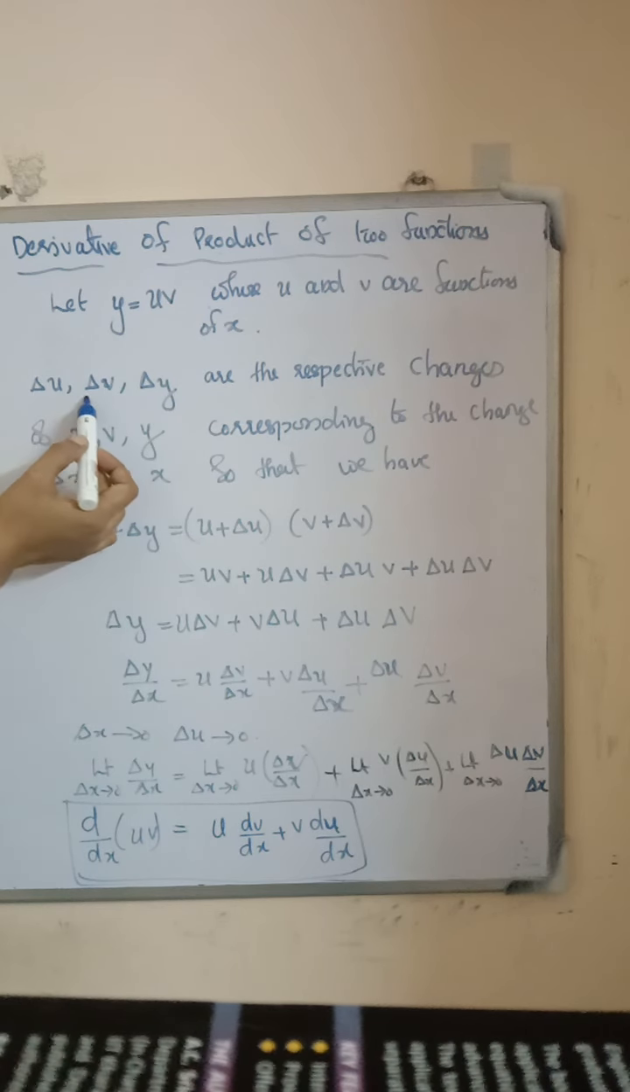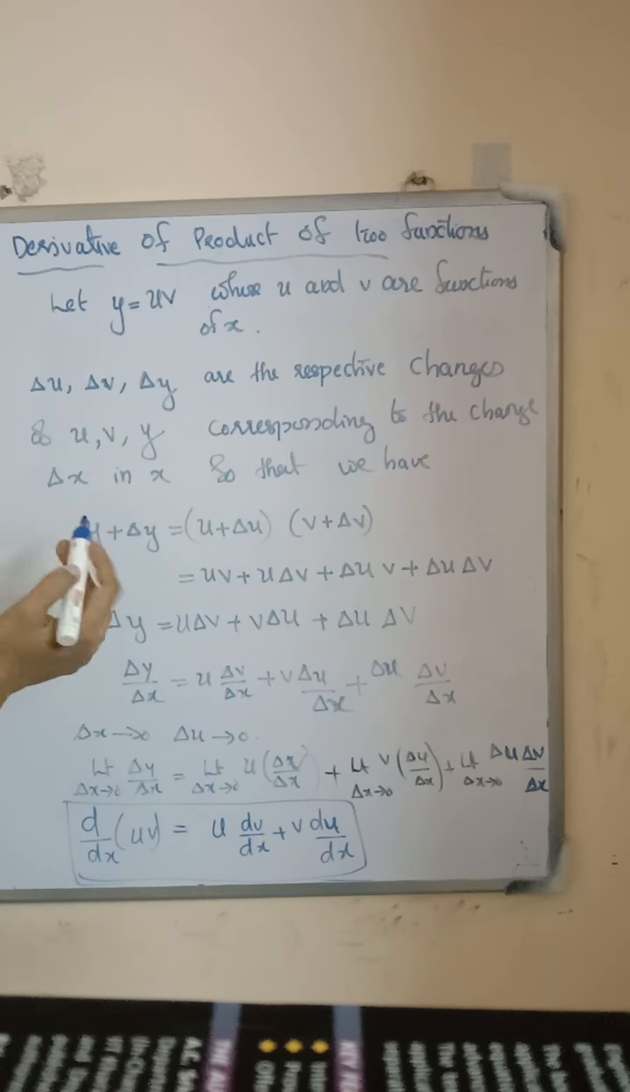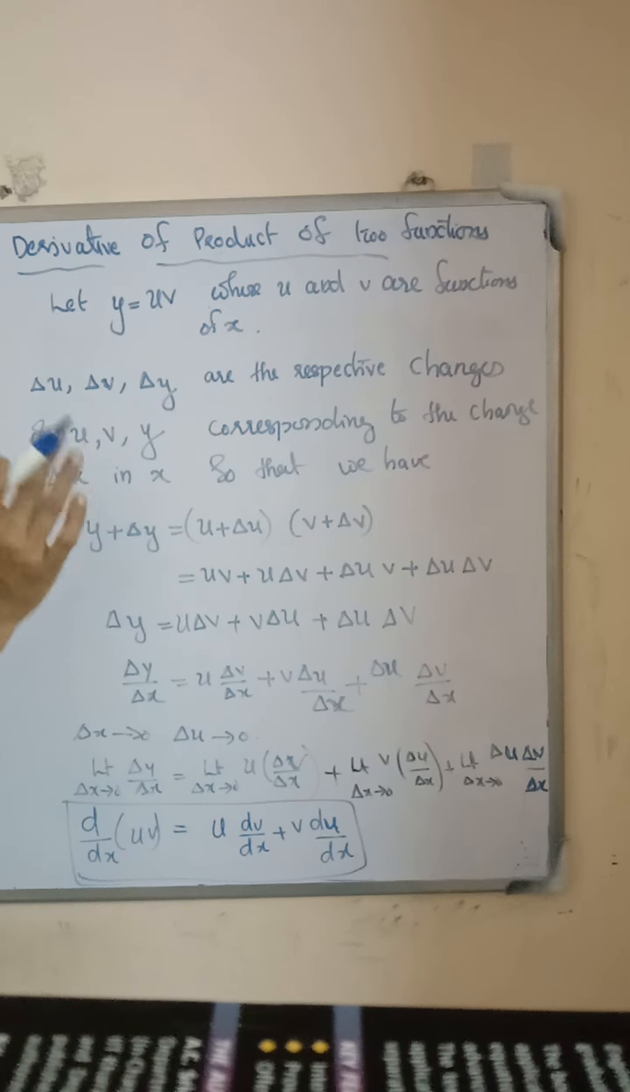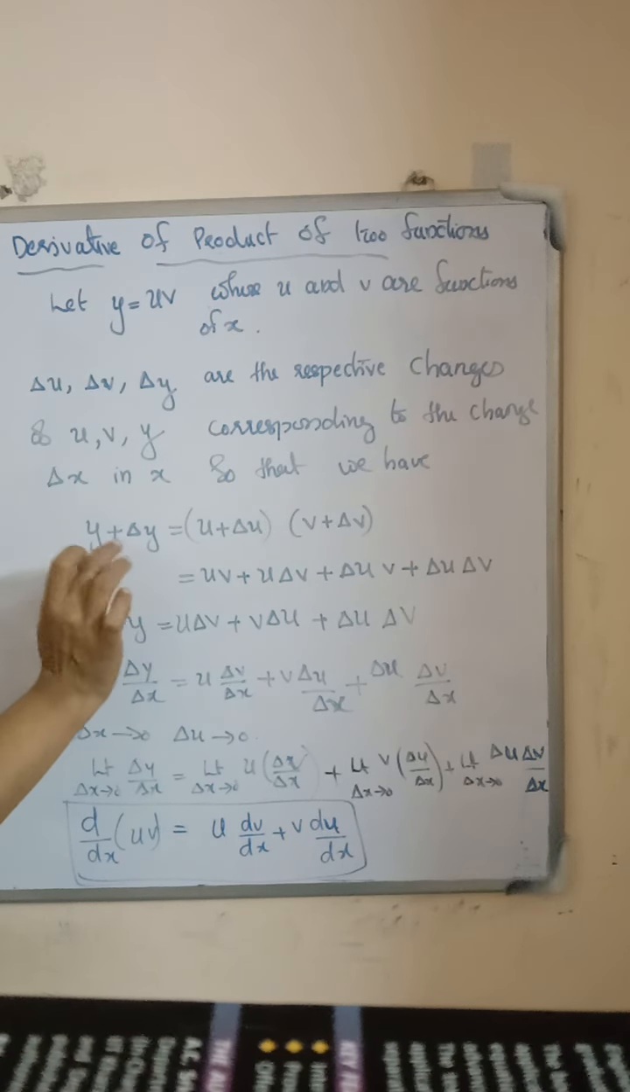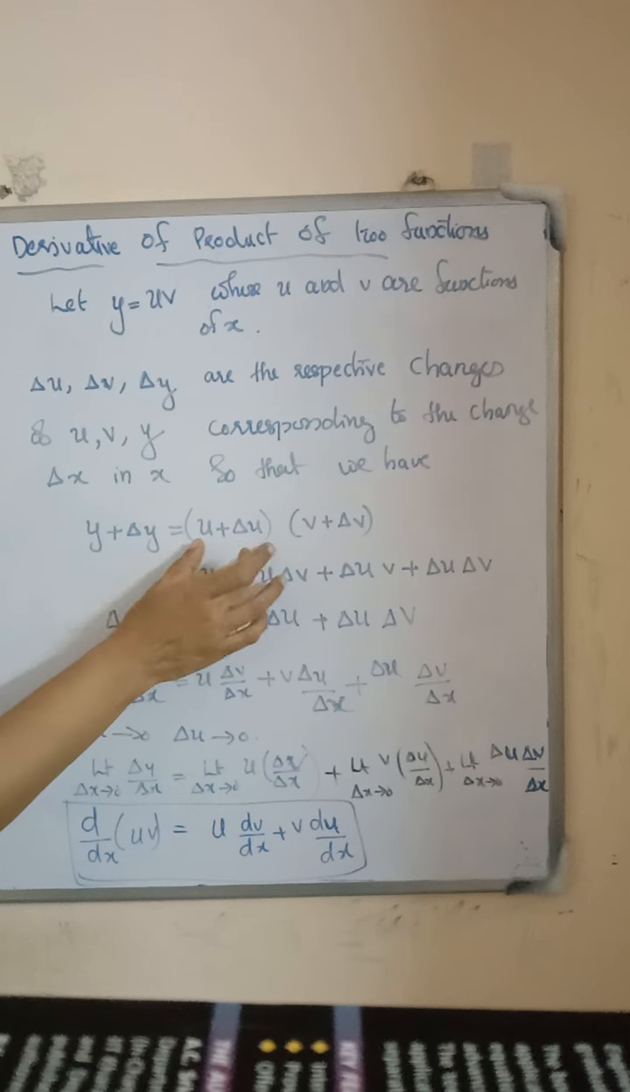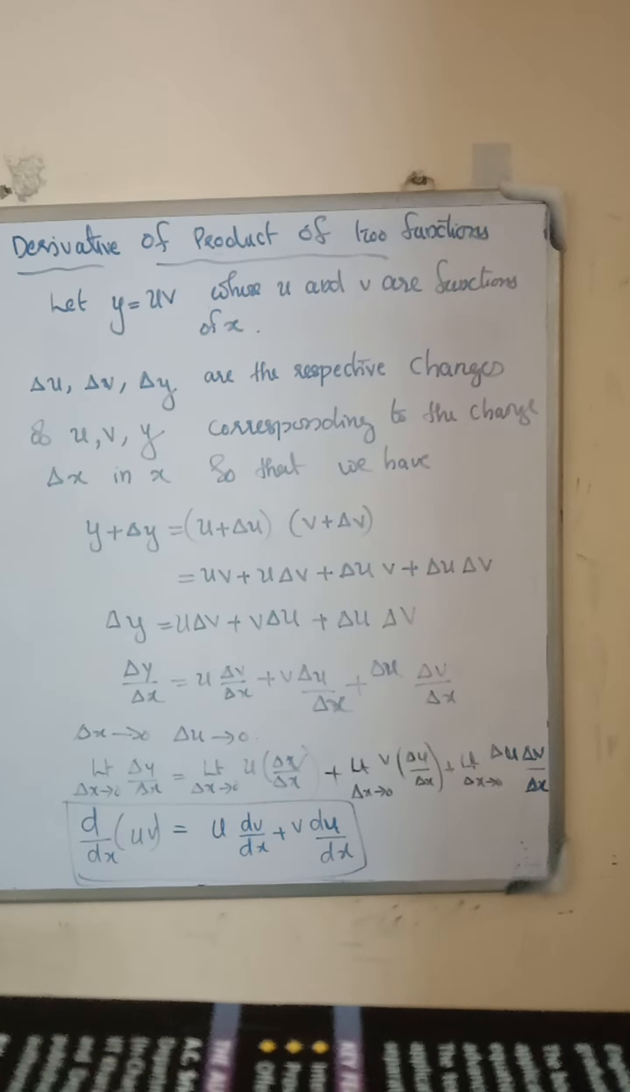Let delta u, delta v, delta y be the respective changes of u, v, y whenever the change of x is delta x. That is, if x changes to x plus delta x, u changes to u plus delta u, and v changes to v plus delta v. Also, y changes to y plus delta y. Here y plus delta y is equal to uv. So y plus delta y is equal to u plus delta u into v plus delta v.